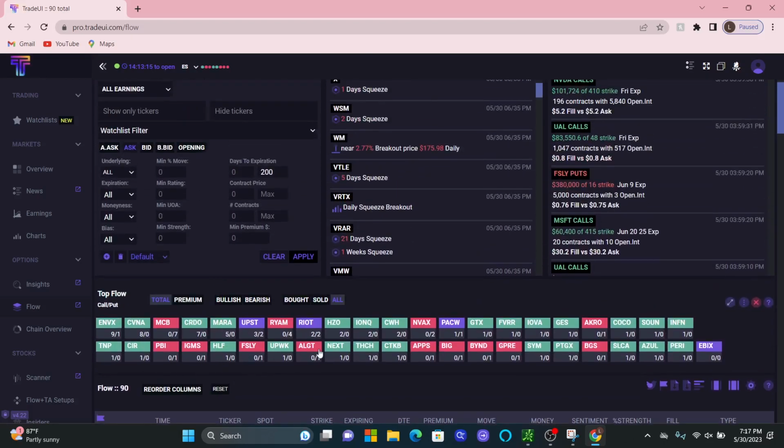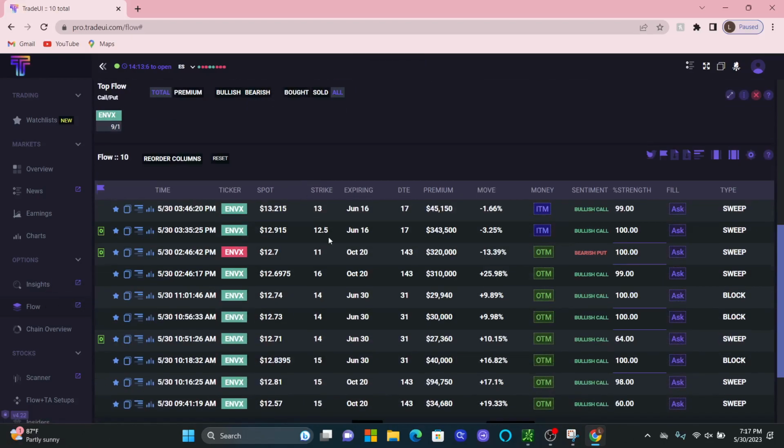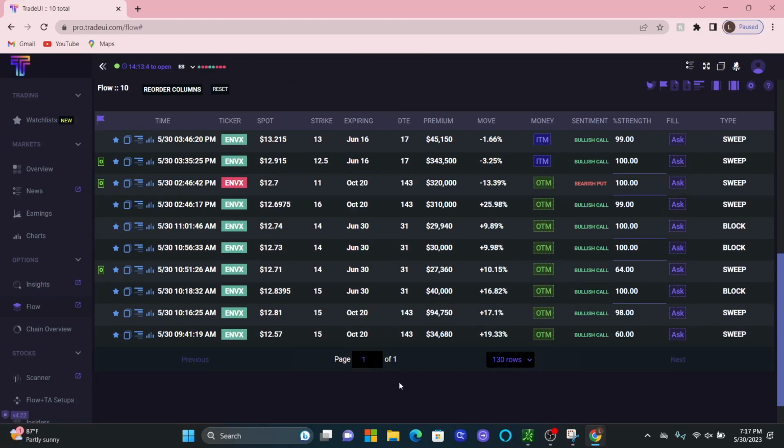Our list thinned down tremendously, and what we have is this one right here, the one we took, ENVX. Whenever I click on ENVX right here, it gives you all the option flow that came in for the day. Now, we found this trade around 12 o'clock, so we need to look at the option flow from 12 o'clock and earlier. So that's going to be from here down.